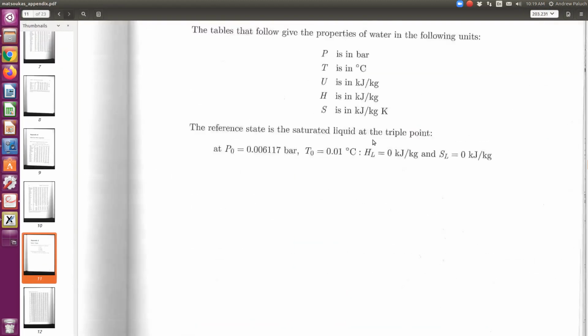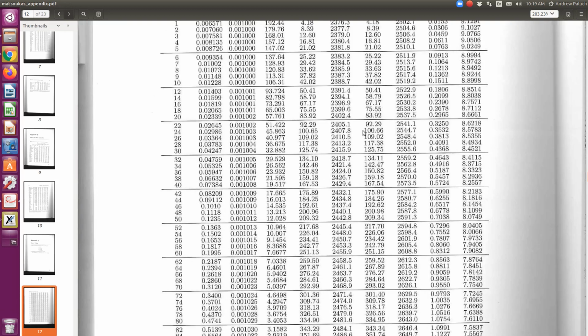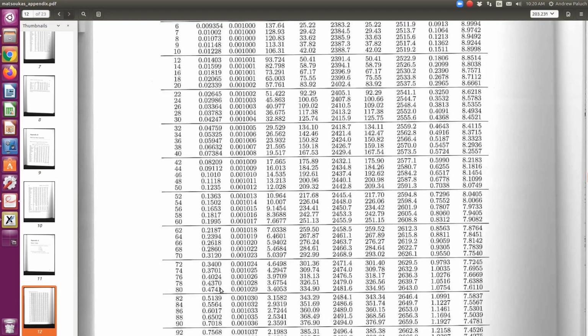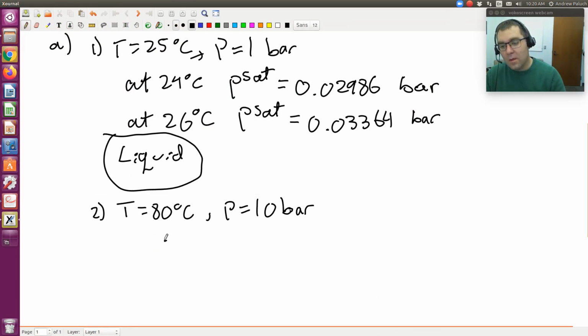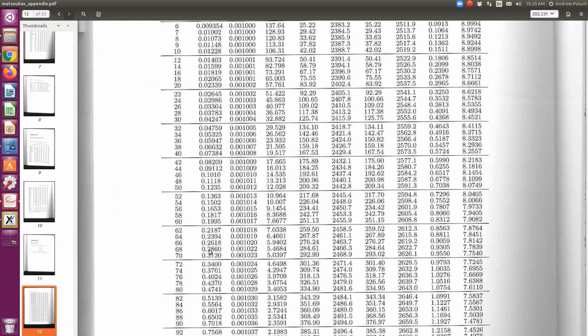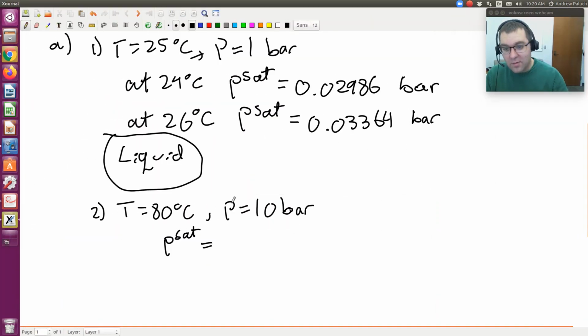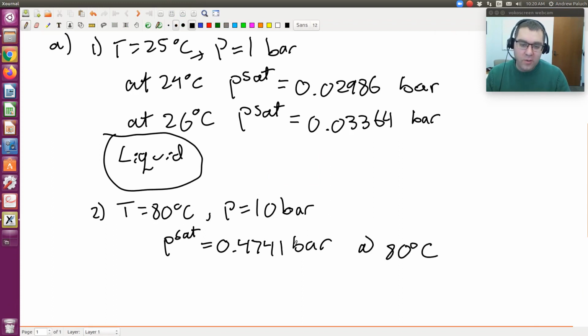So if I go back to my steam tables, let's see, is 80 degrees C on here? Yep, 80 degrees C is on here. So 80 degrees C is equal to 0.47 bars. Okay, and that's at 80 degrees C. So since my pressure is greater than the corresponding saturation pressure at that temperature, we must have a liquid.